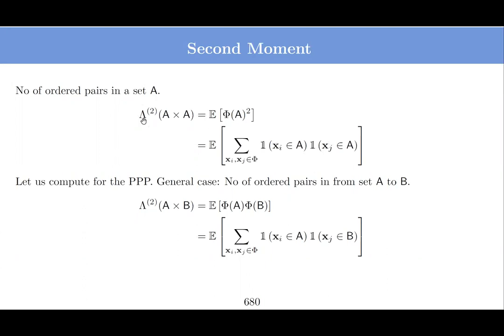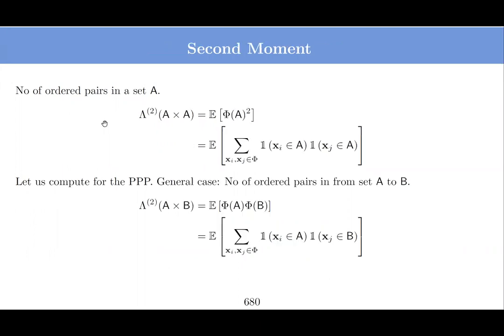This we denote as capital Lambda with superscript 2. I have written 2 just to denote this is a second moment of the A cross A set. Similarly, I can also define Lambda 2 of A cross B, which is nothing but the expectation of Phi(A) into Phi(B). And if you write down the expression of Phi(A) and Phi(B) and you multiply them, you get the summation over all pairs xi, xj belonging to Phi, where xi belongs to A and xj belongs to B.